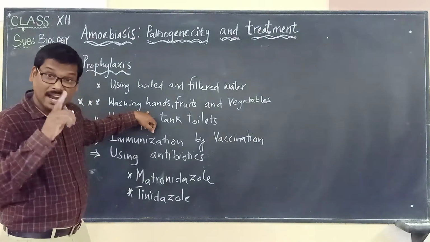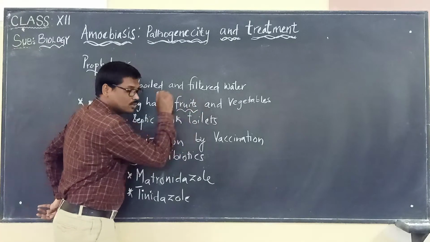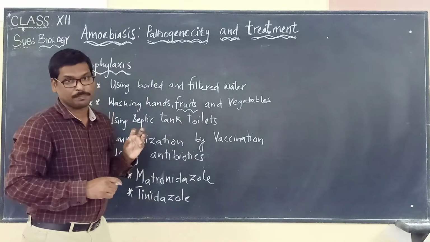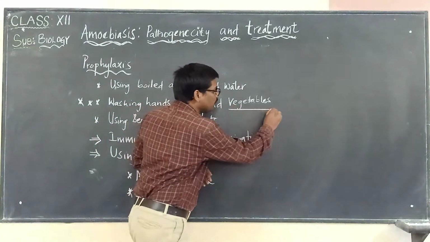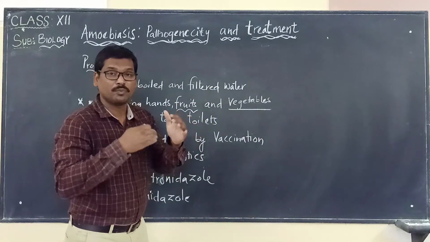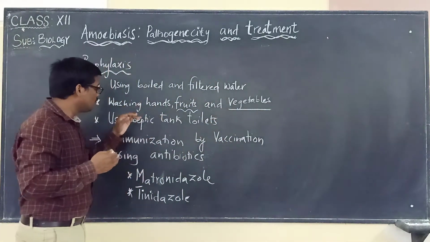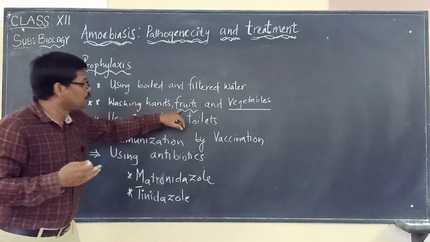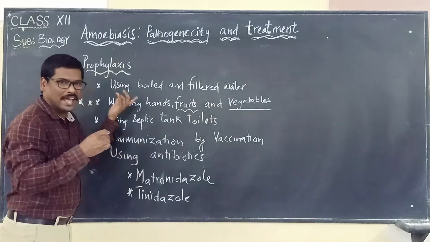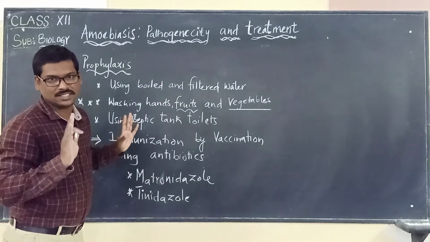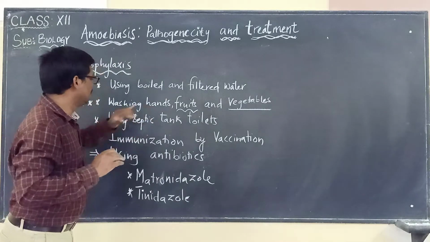Washing hands, and even before we eat fruits, we should wash the fruits. And the vegetables should be washed thoroughly before we cook them. So here, washing hands, fruits and vegetables is another action that is nothing but prophylaxis, an action we are taking to prevent this disease.